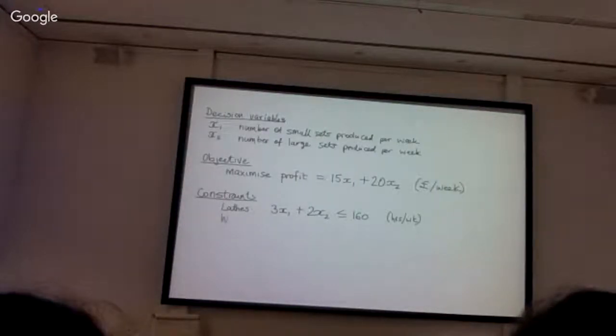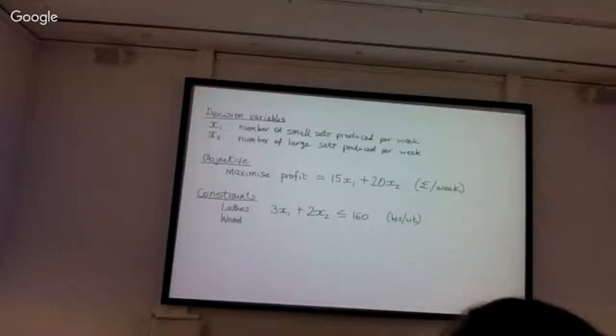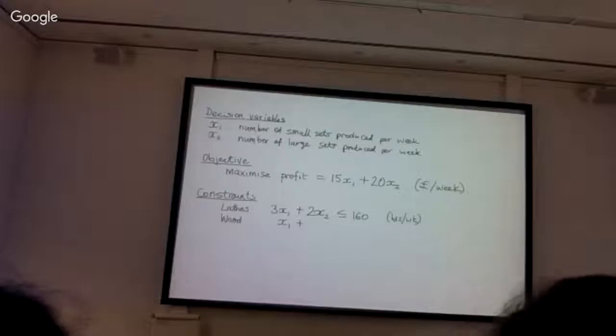Wood. So how much wood do we need? One for the small, 4 for the large, but we can only have 200 per week. Does it say 4? Yeah, the large one is 4 kilograms.